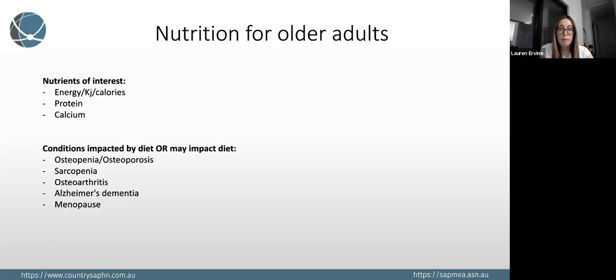And then main conditions that we might see in someone above 65, more specifically, so osteopenia and osteoporosis, sarcopenia, osteoarthritis, Alzheimer's dementia is one that's come up a little bit, and menopause we've popped in there, and mainly because we might see someone postmenopausal who's suddenly got a very high cholesterol level. It can be linked with osteoporosis, or they're getting a little bit of visceral fat gain that they're concerned about. So whilst it's not quite older adults, more middle-aged, it still sort of fits within this patient group, I guess.